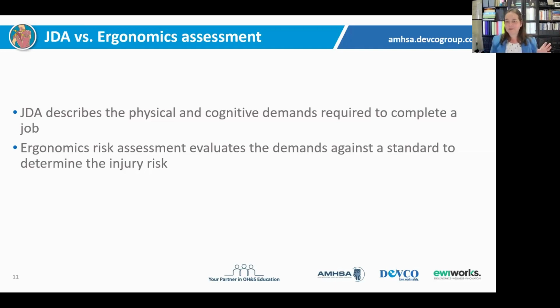I always like to differentiate between a job demand assessment, that a job demand assessment is describing what's physically and cognitively required to do the job. It's not saying whether something is good or bad. Usually I don't know if something's good or bad unless I've applied some guidelines to it. I can talk about ergonomics too, but an ergonomics risk assessment will evaluate the demands against different standards and frequencies and forces and postural demands to determine an injury risk. But a job demand assessment just describes what is required to do the job.